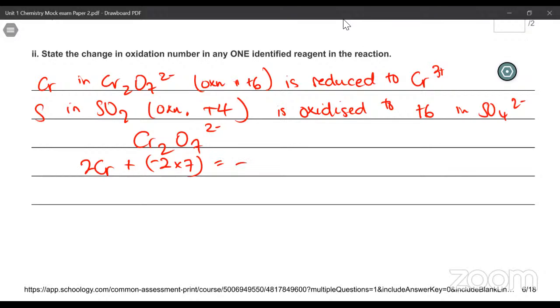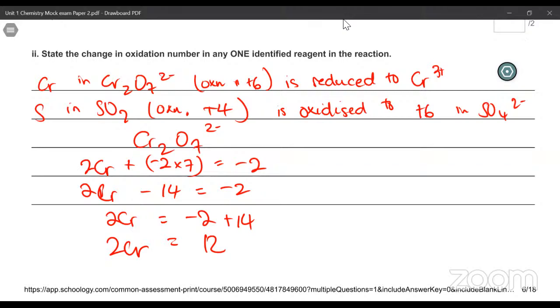So 2 times 7 is 14, you get -14 here, being equal to -2 for 2 Cr. The 2 Cr is going to be equal to -2 plus 14. You have to bring over the 14, so you flip the signs. So 14 minus 2 is equal to 12. Okay, I did do it properly. Here we go, divide by 2 on both sides to get chromium by itself. 2 into 12 is equal to 6. So that's how I got +6.